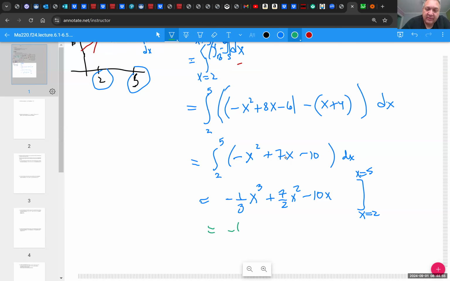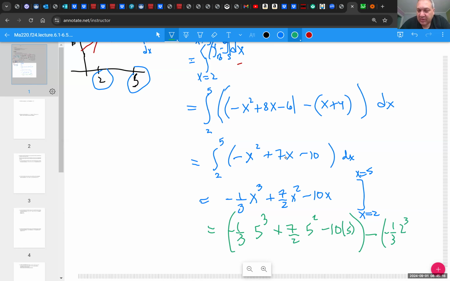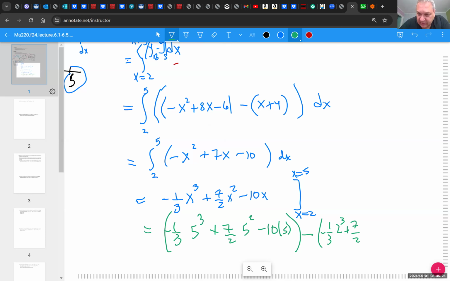So I'm going to get 1/3, and then plug in the 5, and then you're going to plug in the 2. So it's that whole thing minus when I plug in the 2 to the exact same expression. And then it just becomes like a big number crunching problem. 7 over 2 times 2 squared, which is 4. Oh, that's right, 2 squared. And then minus 10 times 2. So just do all the math out for that. You get an answer, and that is your area.